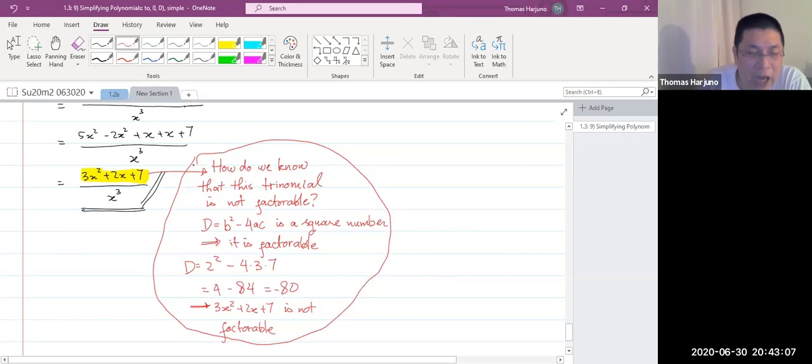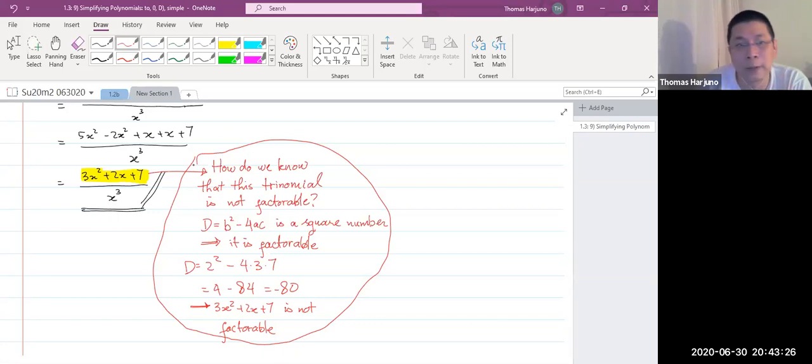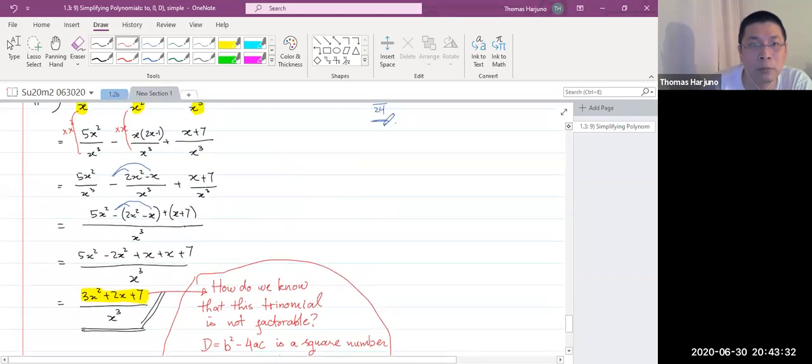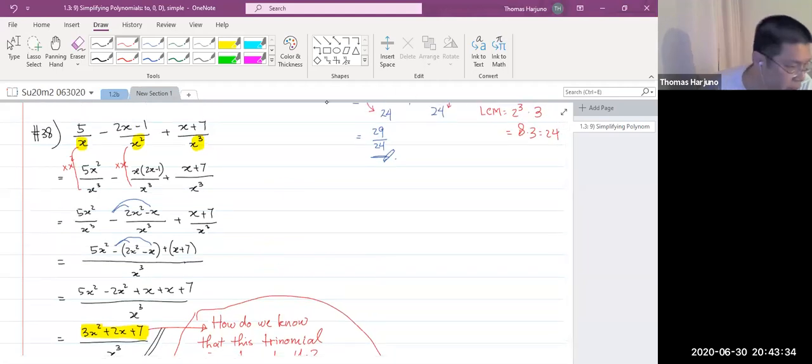Okay, but behind that decision, should I factor it further or not, you do this at least at the back of your mind or on your scratch paper. Check if the discriminant is a square number or not. If it is not a square number, like in this case, especially because it's negative, then it's not factorable. Okay, let's do the following question. We do on the right hand side, number 42.